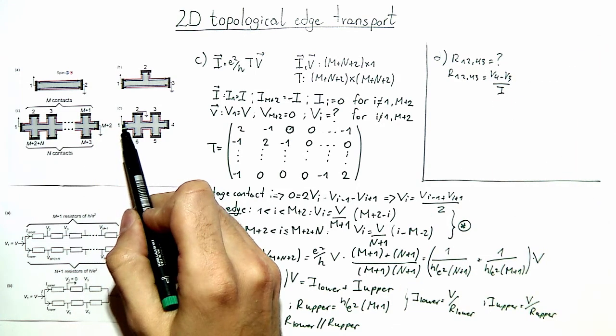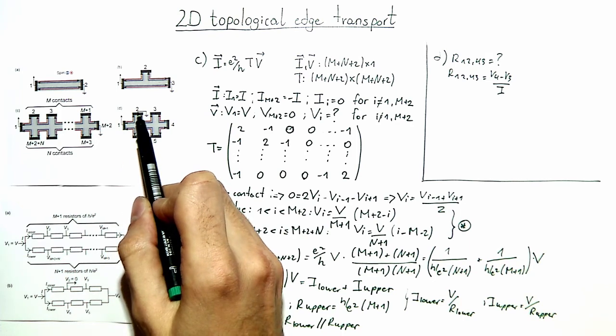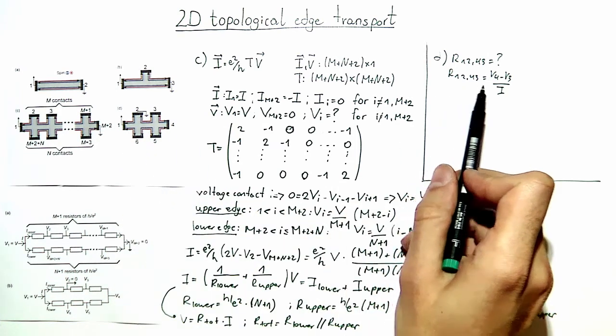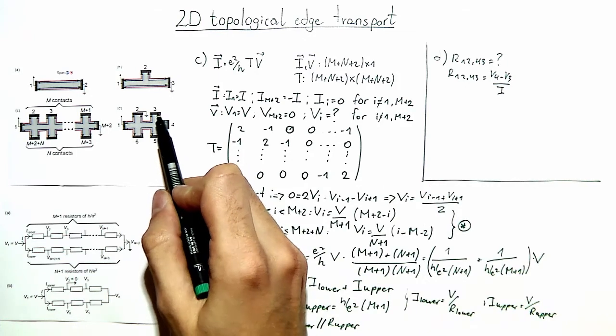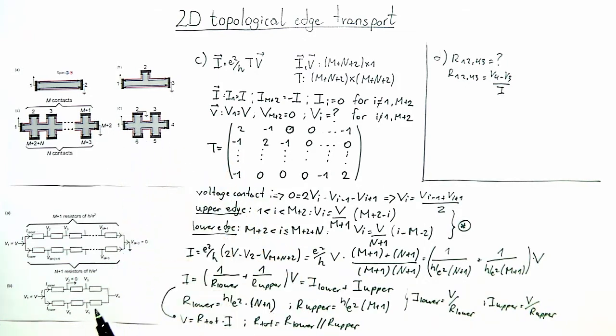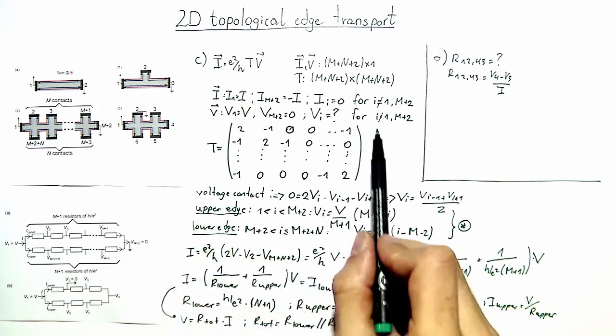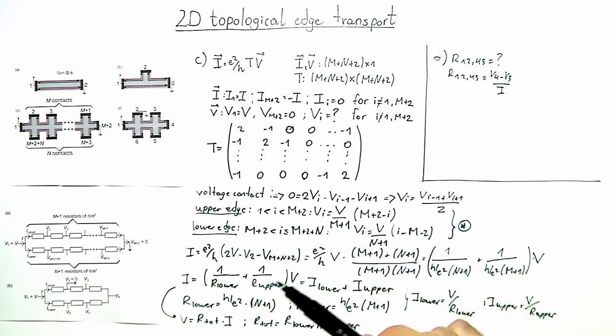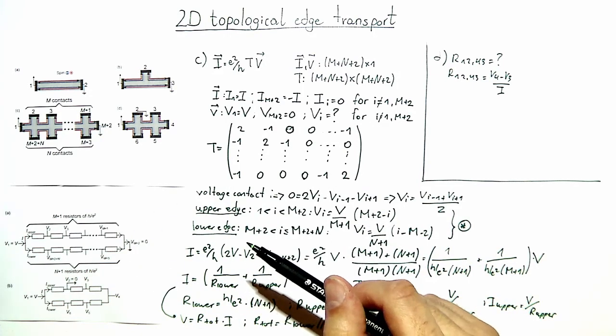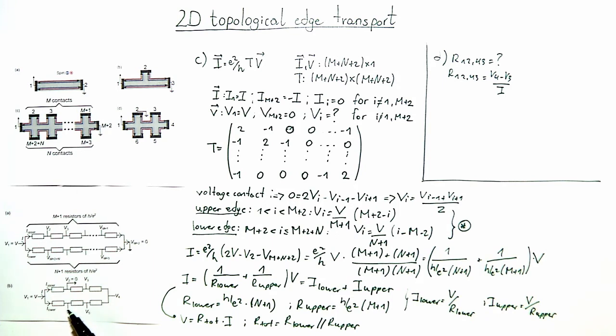So the current is injected here, and leaves the device here. And what we want to know is this resistance, so the voltage difference between contacts 3 and 4, divided by this injected current. And now we could do exactly the same kind of thing that we did before and just write down the transmission matrix and solve the system of equations, and we would get the result. Or we can just use an equivalent resistor network model. So you see here, we've replaced each edge segment with a resistor of resistance h over e squared. And now we can easily arrive at the solution.